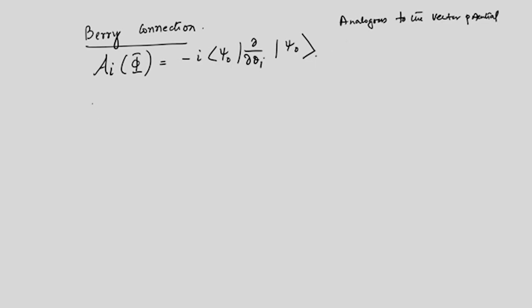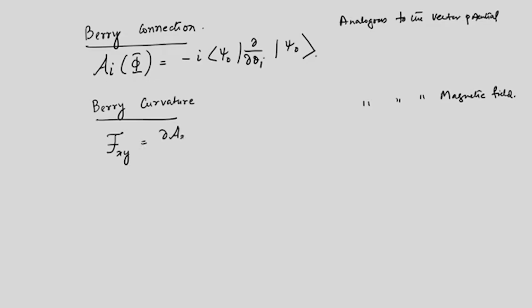So, the Berry connection is analogous to the vector potential. Okay. And the Berry curvature, which is analogous to the magnetic field, can be obtained by taking a curl of that, and one writes it as a curly F_xy, which is equal to del of this curly Berry connection A_y by del theta_x, minus del A_x by del theta_y. That is, take a curl basically. So, B equals curl A.